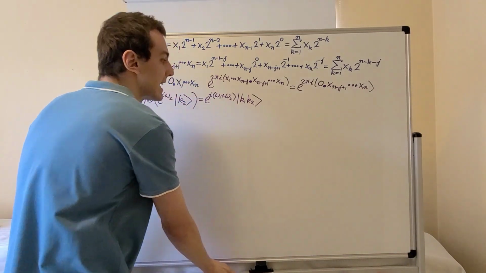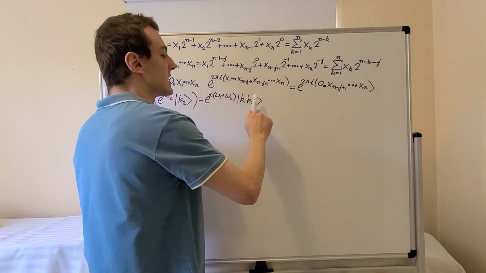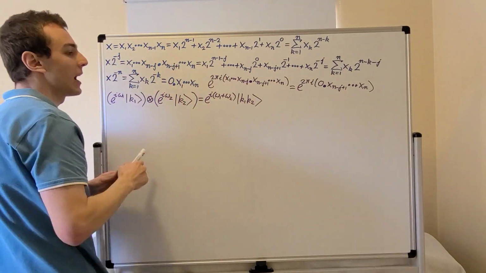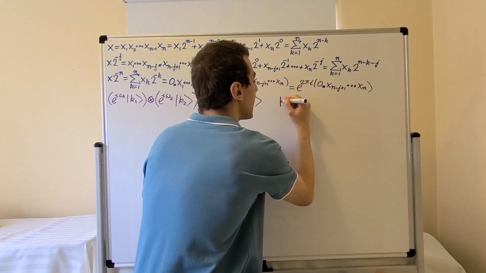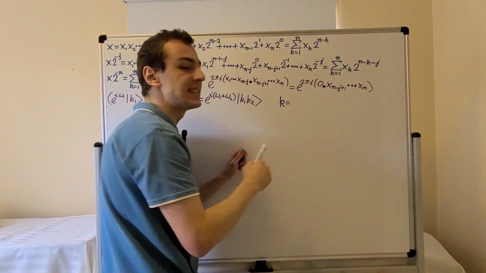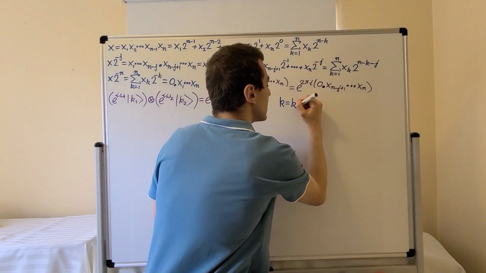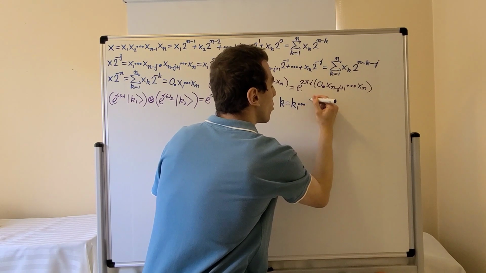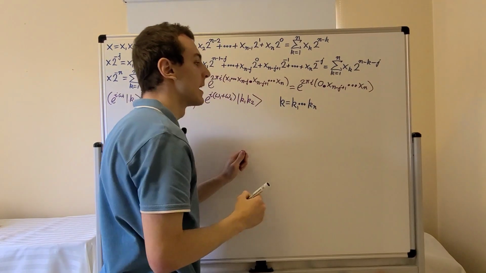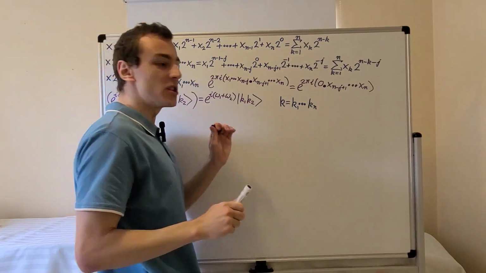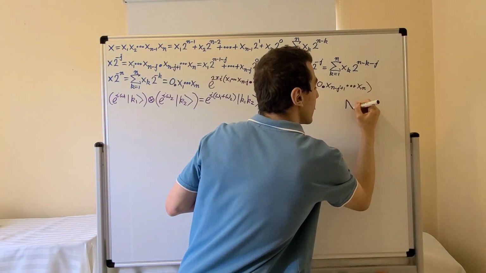And for this k1 and k2, we can use similar reasoning to what we have up here for x. We can define the quantity k, and we can represent it as a binary string. So this is the same as k1 ... all the way up to kn. And another quantity that is very useful to define is capital N.